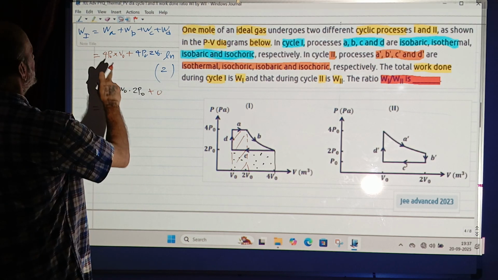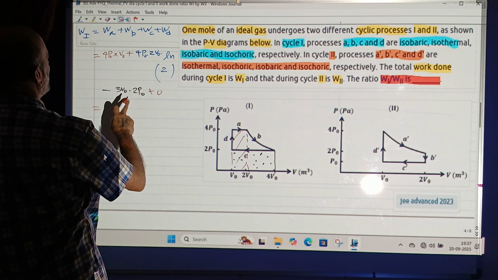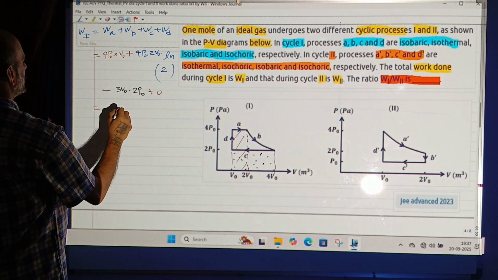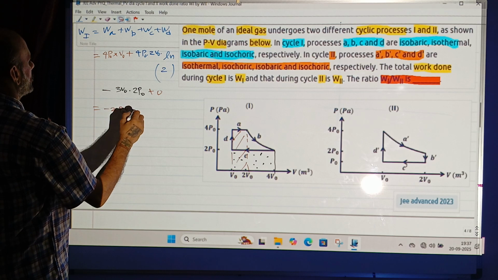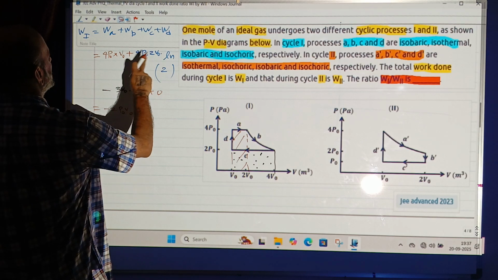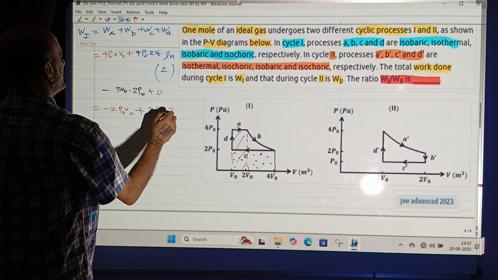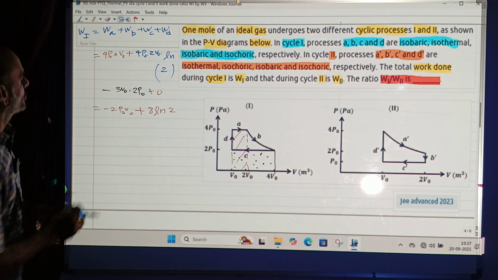So this is equal to 4 minus 6, or minus 2. I'm combining these two: P naught V naught, and then 8 ln 2. P naught V naught I can put commonly outside.